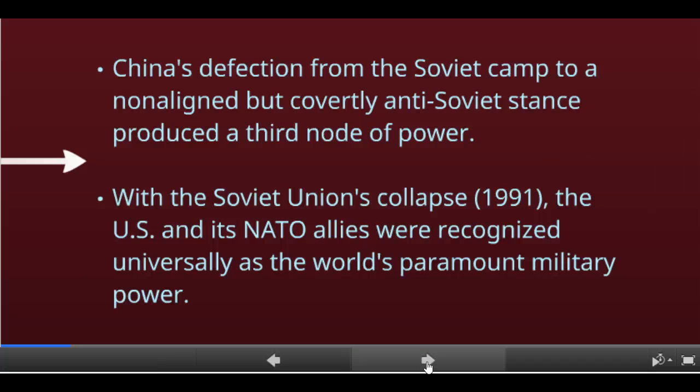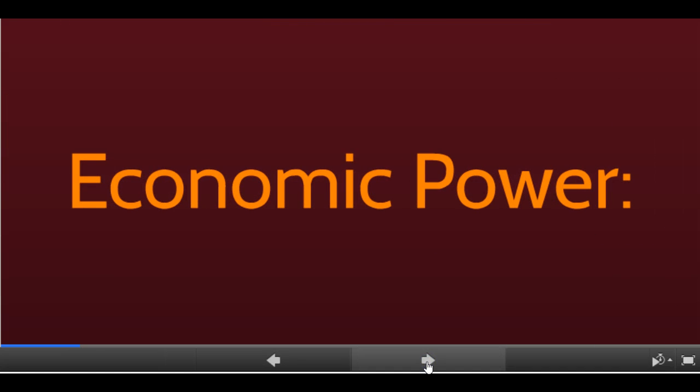China's defection from the Soviet camp, or basically China stopping their backing of the Soviet Union, to a non-aligned but covertly anti-Soviet stance, produced a third node of power. So now you got China in there. After the Soviet Union's collapse in '91, the United States and its NATO allies were recognized universally as the world's paramount military power, and the balance of power is still shifting today. So basically, with balance of power, we see different countries coming in and being the most powerful periodically over time.